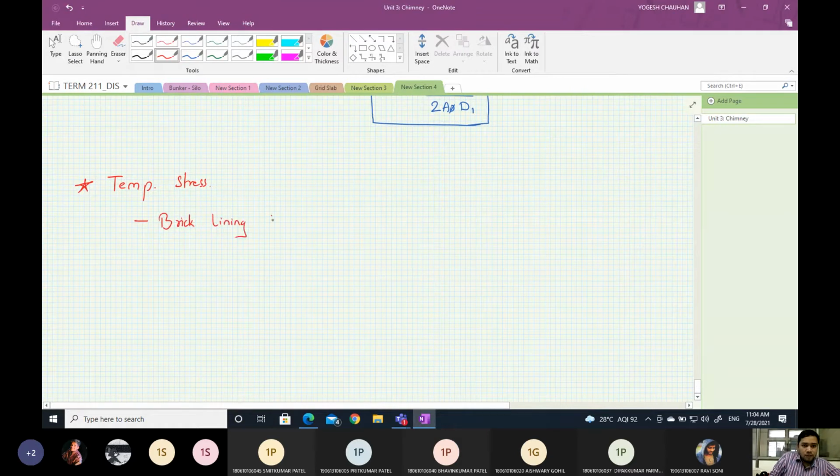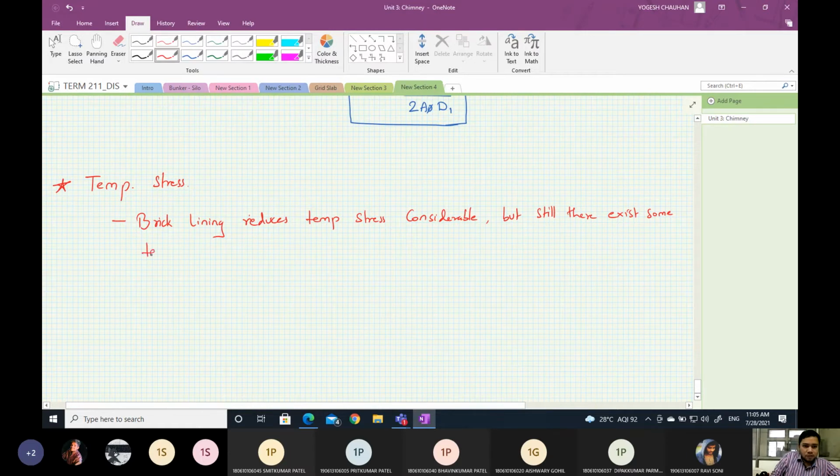Brick lining reduces temperature stresses considerably, but still there exists some temperature difference between the inner and outer surface of the concrete shell.